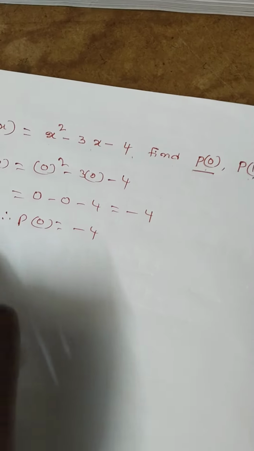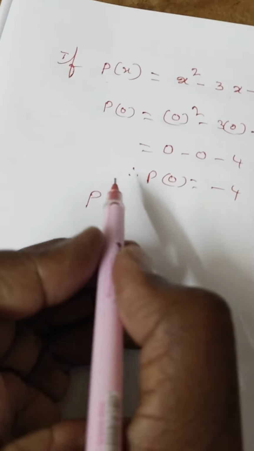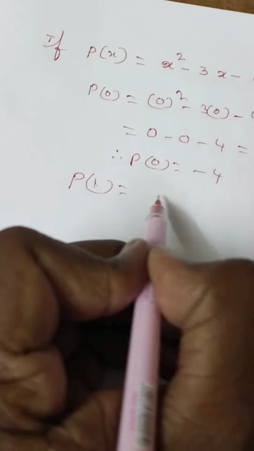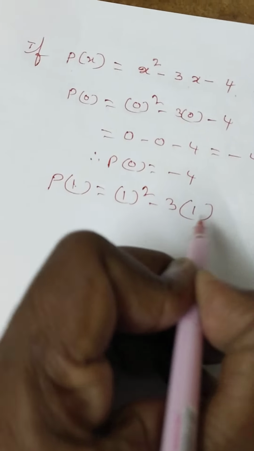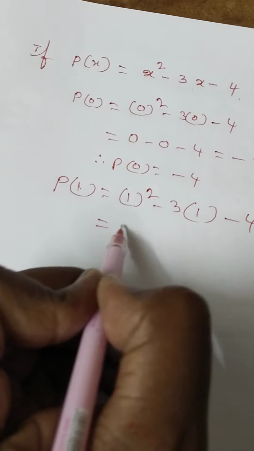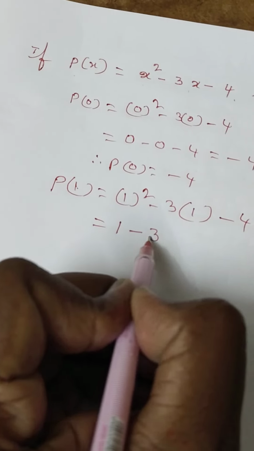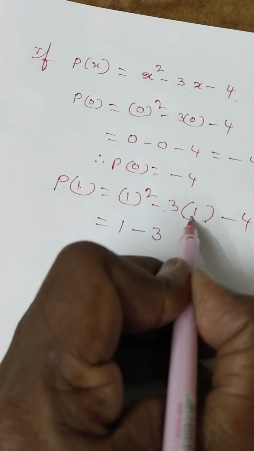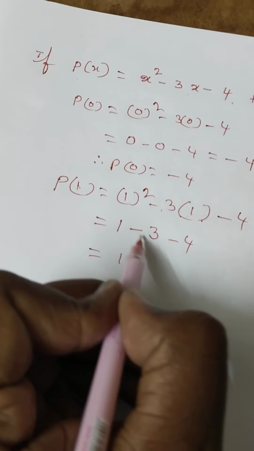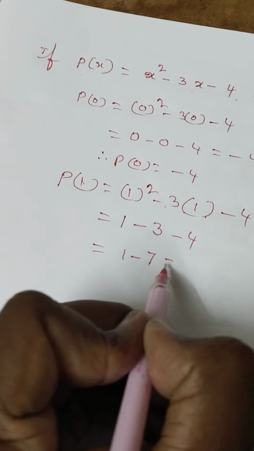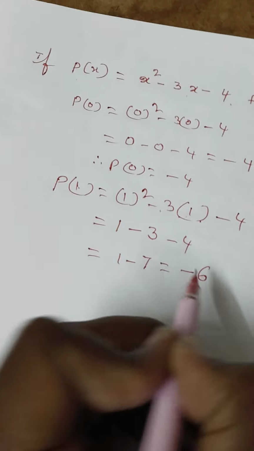Then next, p of 1. That is equal to 1 square minus 3 of 1 minus 4. 1 square means 1, minus 3 into 1, bracket means multiplication. 3 into 1 is 3, minus 4. So that is equal to 1 minus, negative numbers, minus 7, that is equal to minus 6.